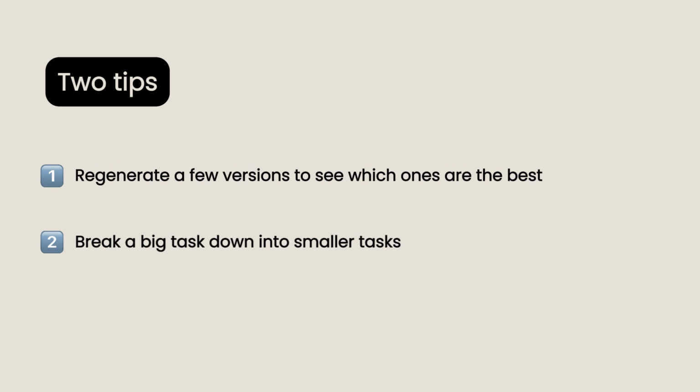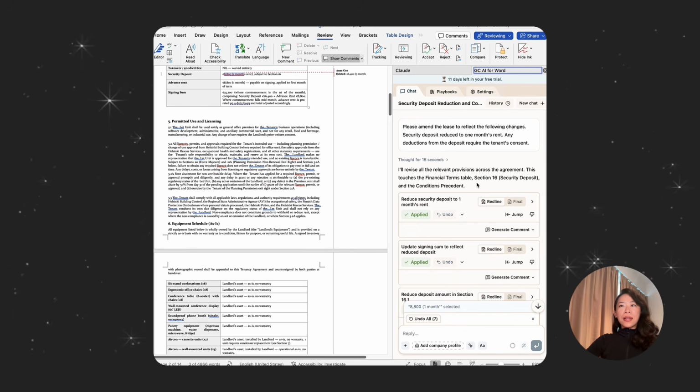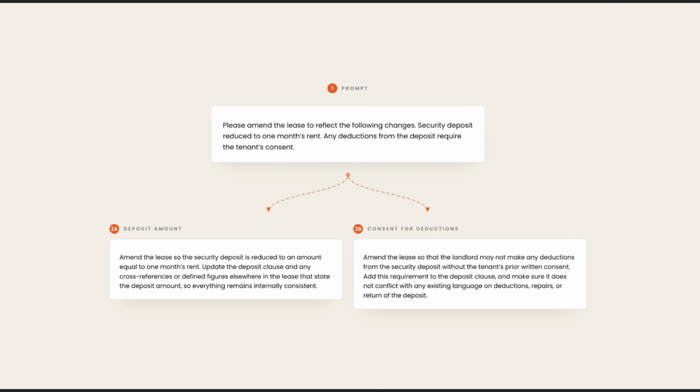Second tip here is to break a big task down into smaller tasks. So you can see here, I am asking the AI to both amend the security deposit and also add that the tenant's consent is required for any security deposit deductions. Another way you can do is by breaking down into 2 separate tasks. So then AI is not using as much context window as it otherwise would.